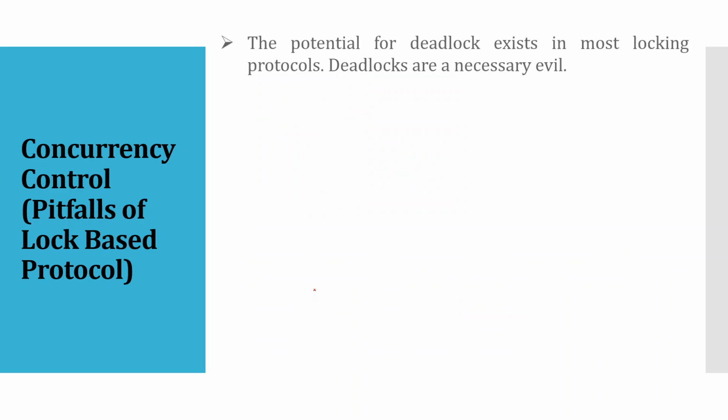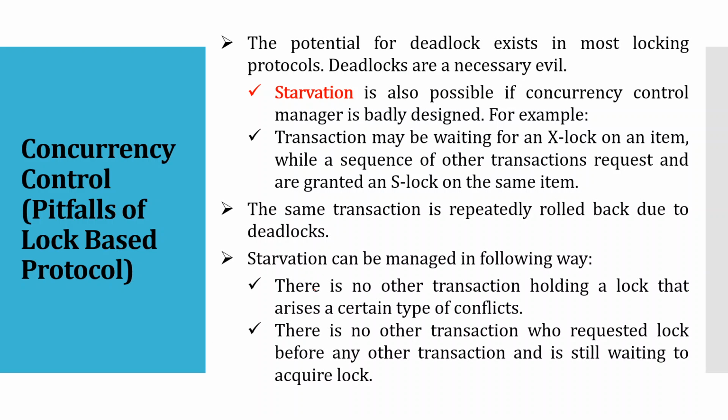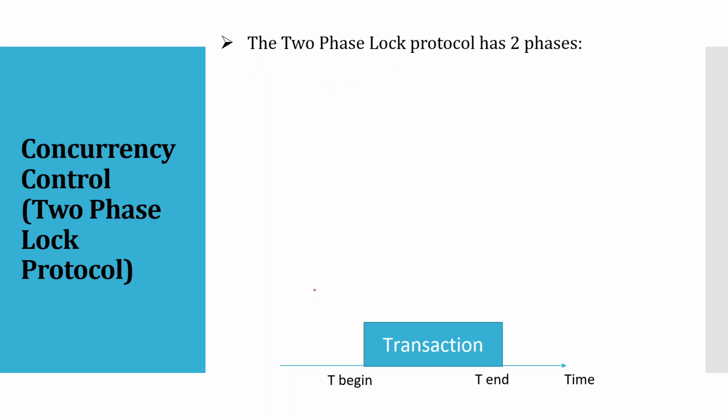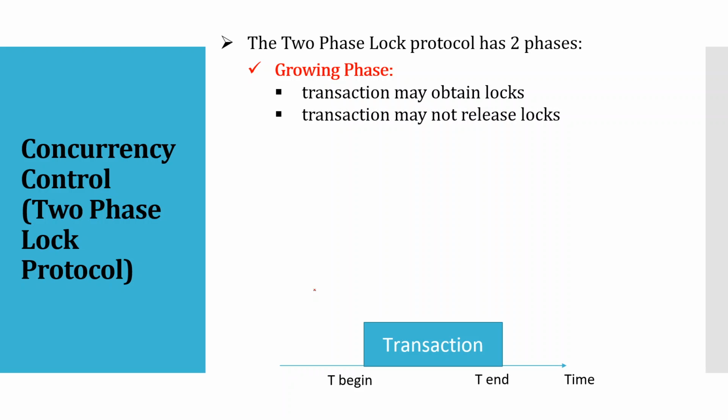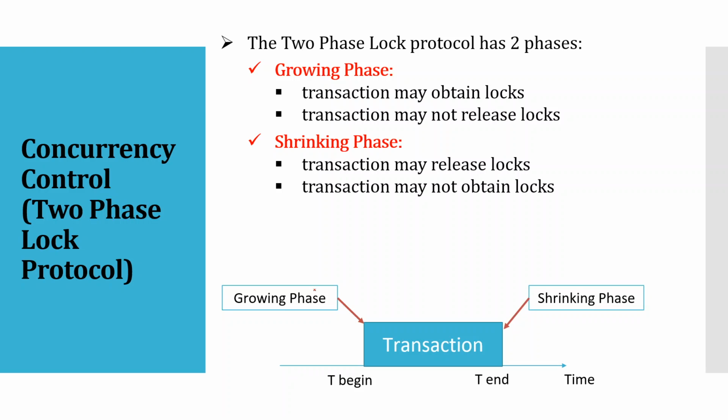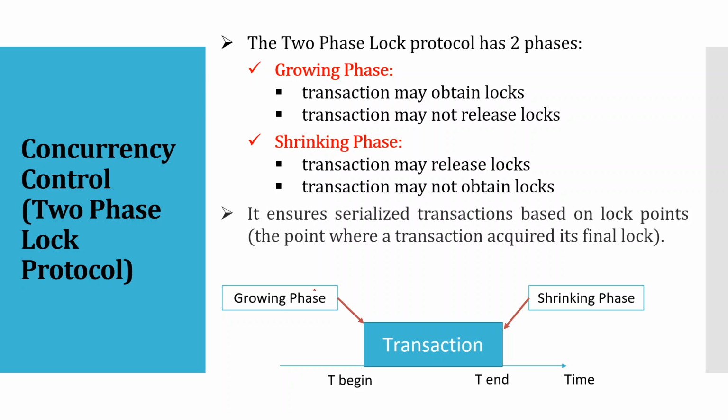Then we are not going into these terms because we are going to see them again later. Then we have two-phase lock protocol. We have two phases. The first phase is the growing phase. In the growing phase, a transaction can obtain all the locks, and it cannot release any locks. Similarly, we have the shrinking phase. In the shrinking phase, a transaction can release all the locks, but it cannot obtain any more locks. So this is what the growing phase and shrinking phase of two-phase lock protocol are.